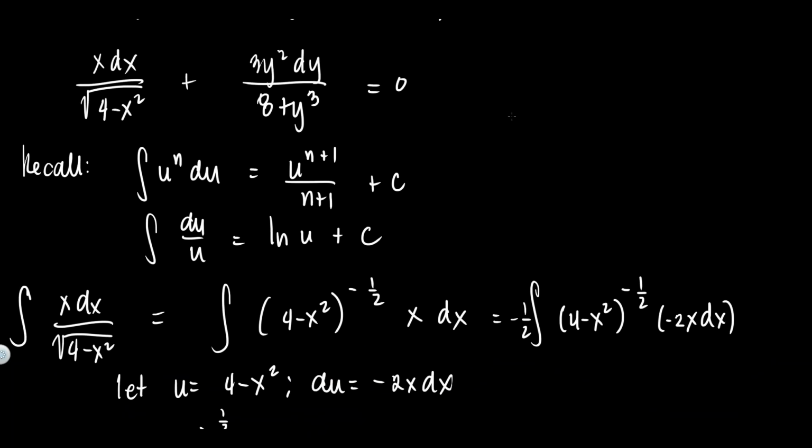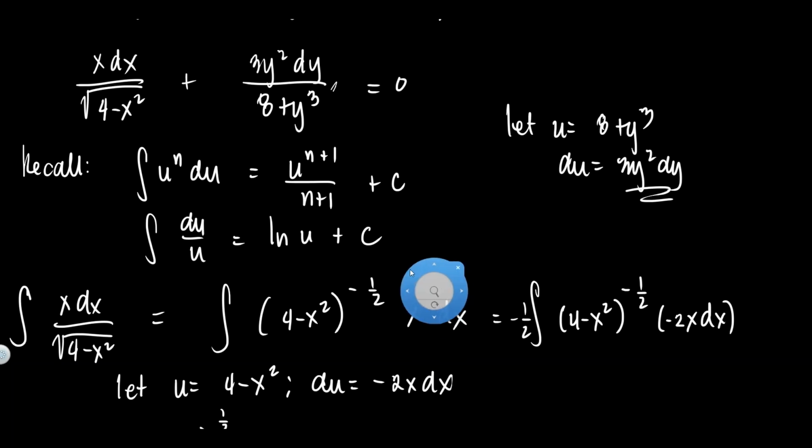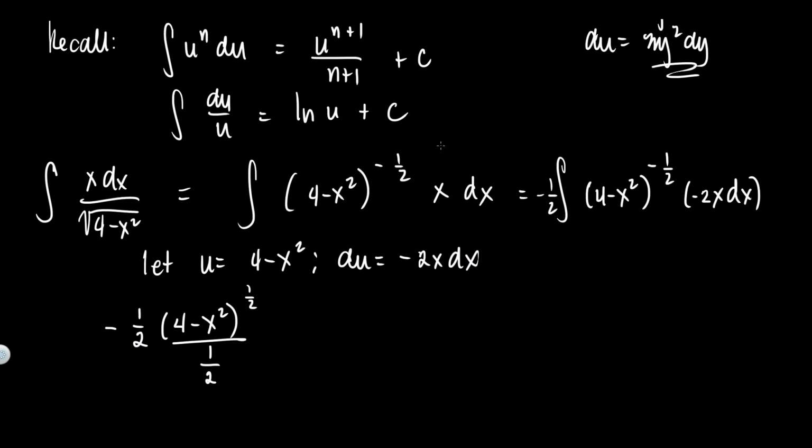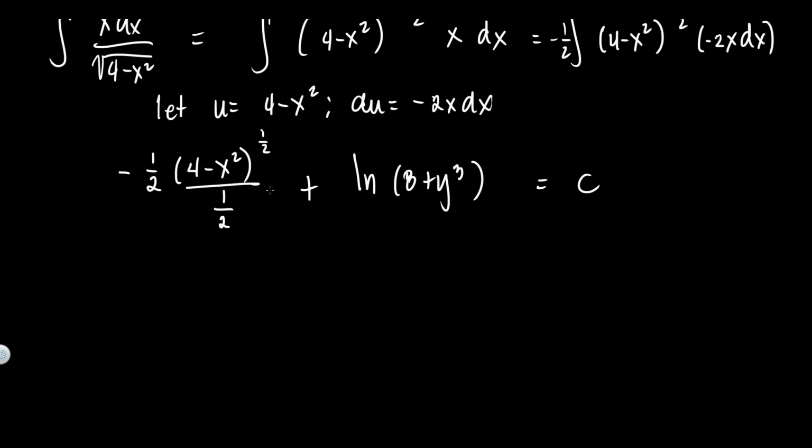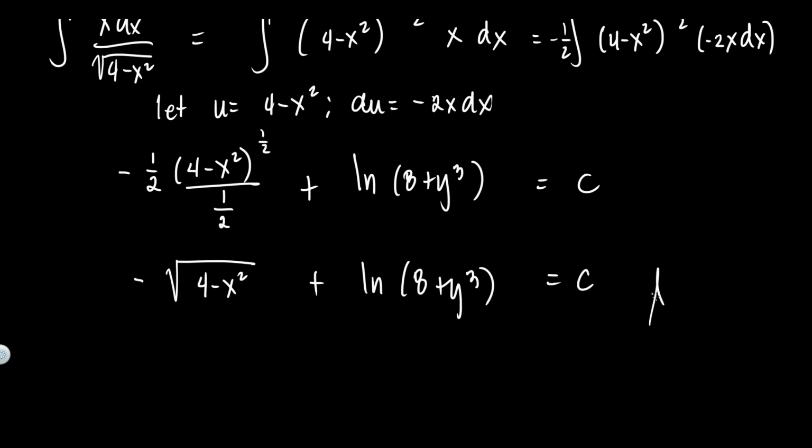How about the second term? If we let u be equal to 8 plus y cubed, du is 3y squared dy. Perfect ito, so we can use ln u plus c. So, plus ln of 8 plus y cubed equals c. Then simplify na lang: negative 1 half over 1 half, so we have negative times the square root of 4 minus x squared plus ln of 8 plus y cubed equals c. So, this is the final answer.